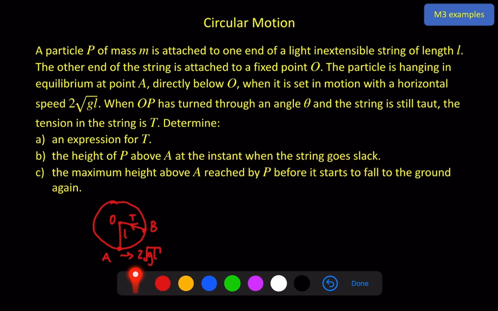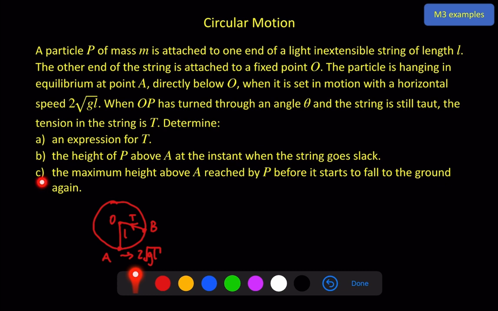Determine first an expression for T, then the height of P above A at the instant when the string goes slack. So this speed that's given initially is not enough to continue circular motion all the way round. It's going to go up a certain distance, and then at some point the tension will become zero, the string will become slack, and at that point the particle will be moving freely under gravity. Part C, the maximum height above A reached by P before it starts to fall to the ground again.